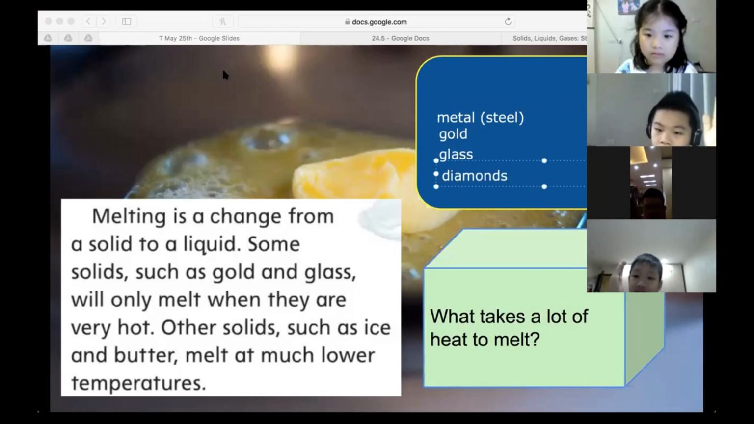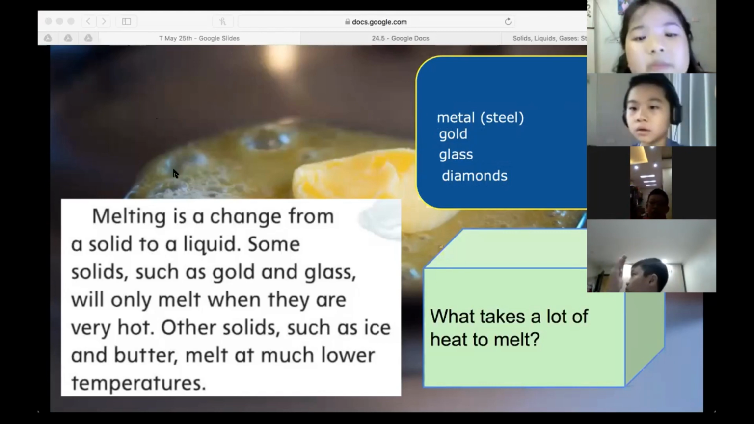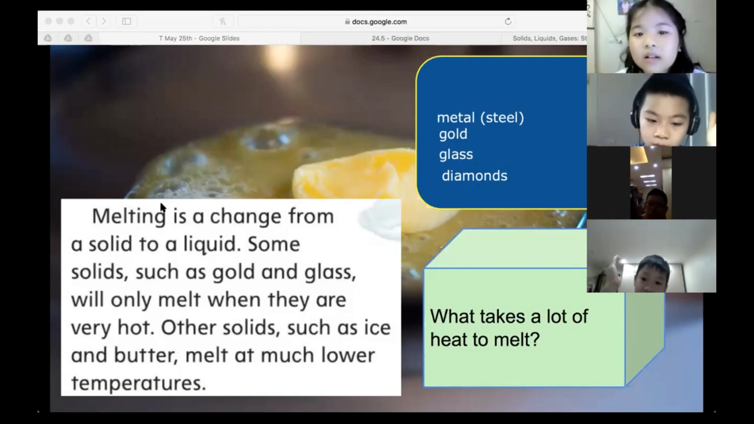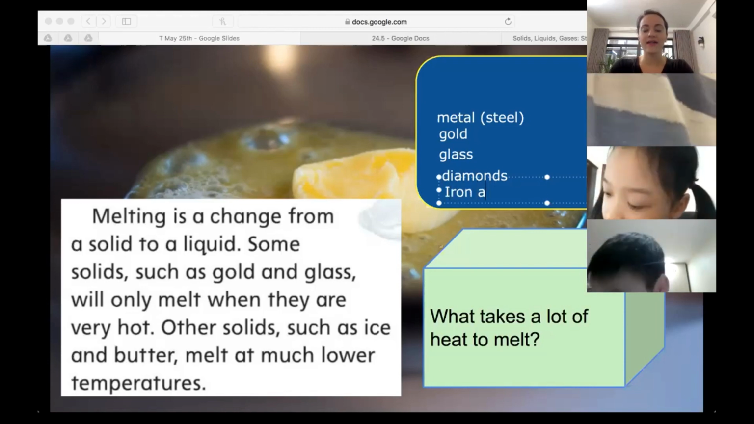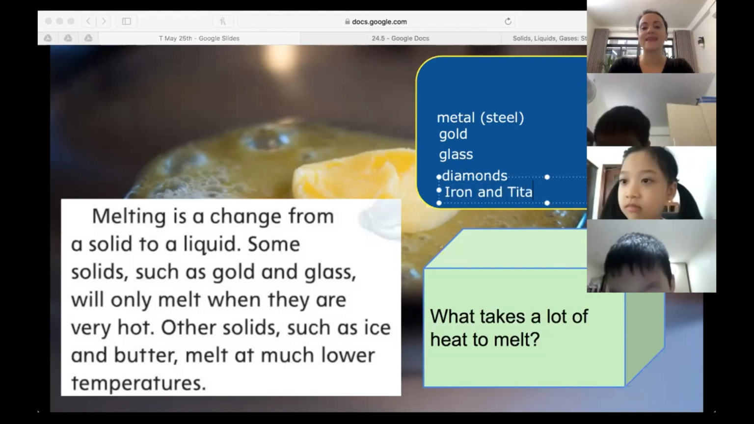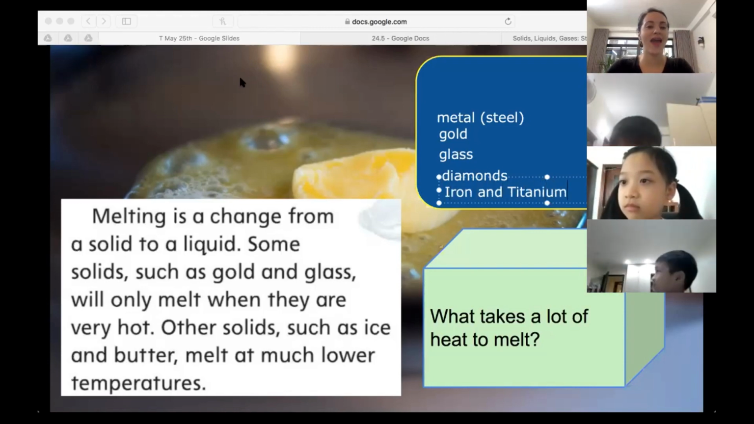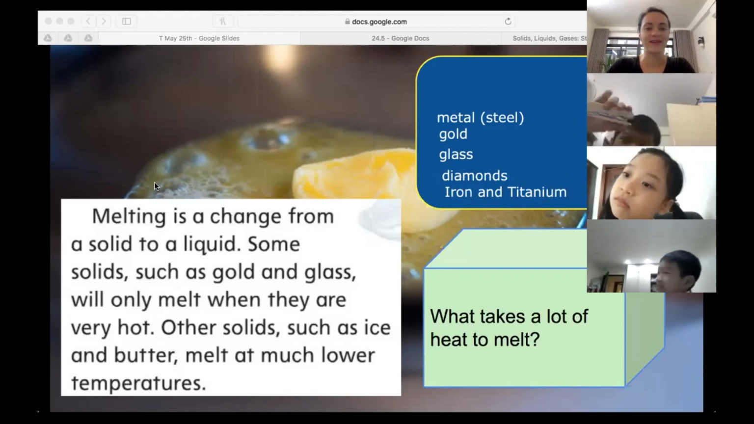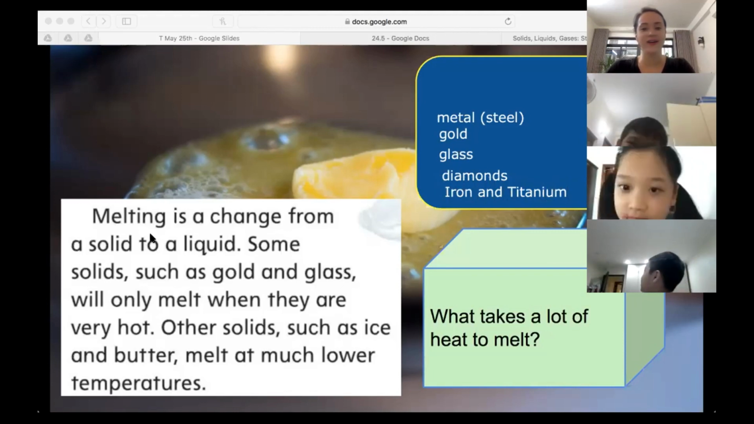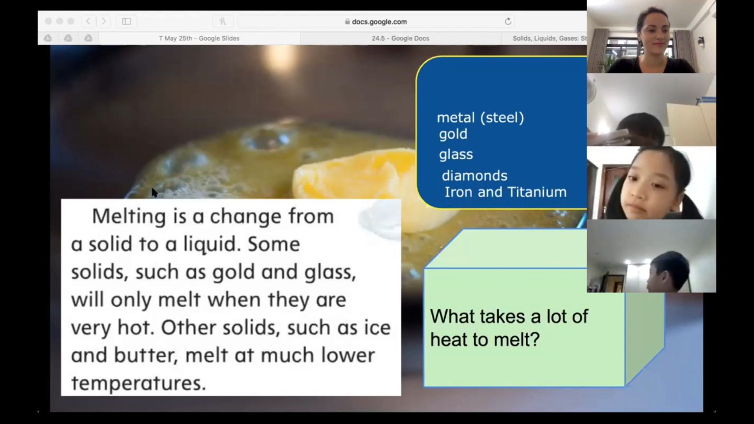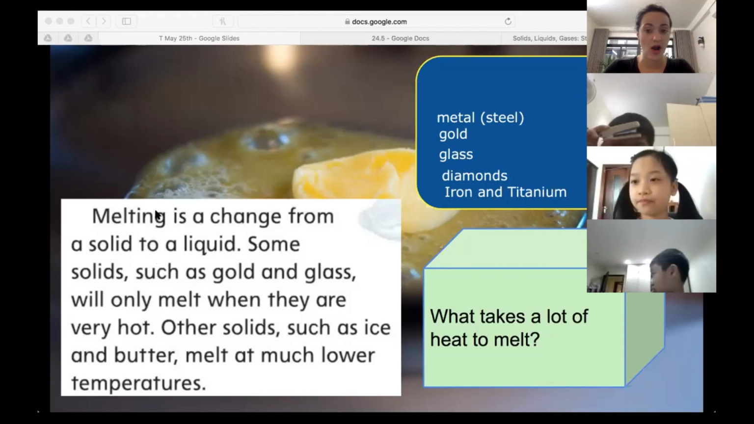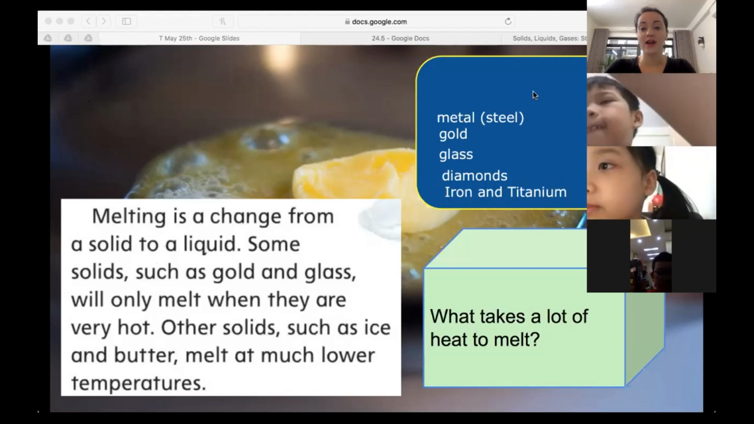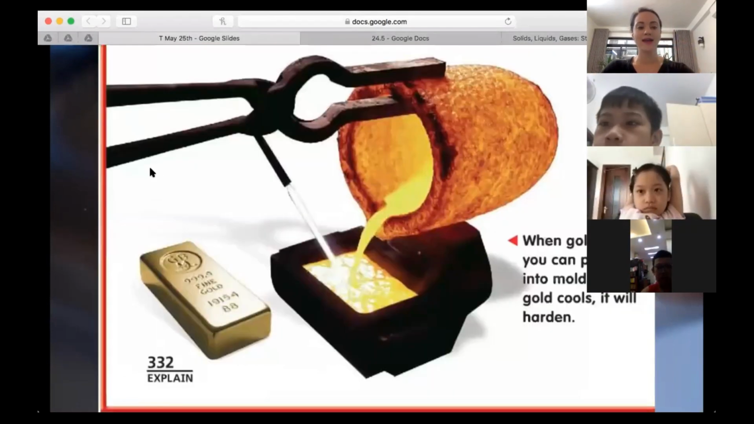Diamonds, interesting, very good. Yes, definitely some gems. Banana? Iron and titanium. Okay, very good, Banana. Excellent work. Iron and titanium. Titanium is super, super, super strong. All right, guys, well, that's a great start. Zeno, can you please read this for us?